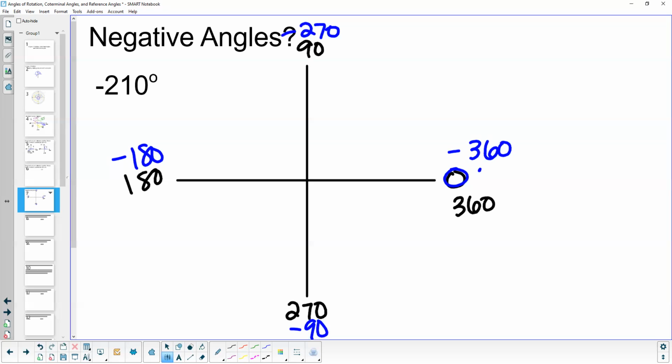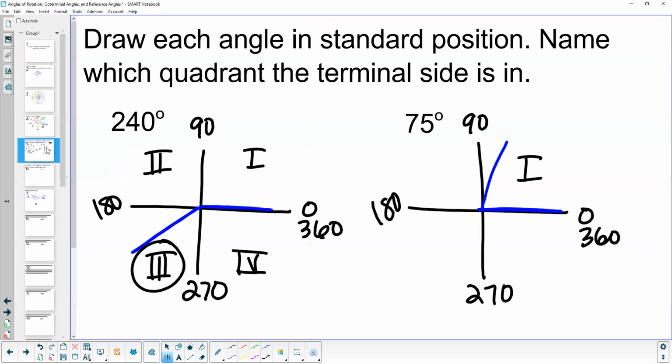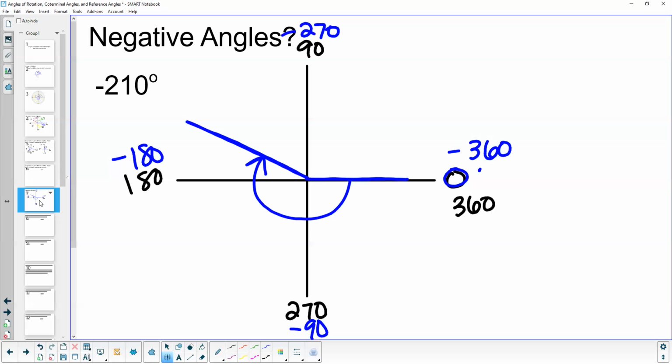So if we have a negative 210, we're going to start here. And then we want to go to negative 210, which is going to be between negative 180 and negative 270. So it will be over here. So we can see that we actually rotated this way, unlike in these other two where we were rotating counterclockwise. In this one, we are rotating clockwise. And so we went negative 210 all the way around there.